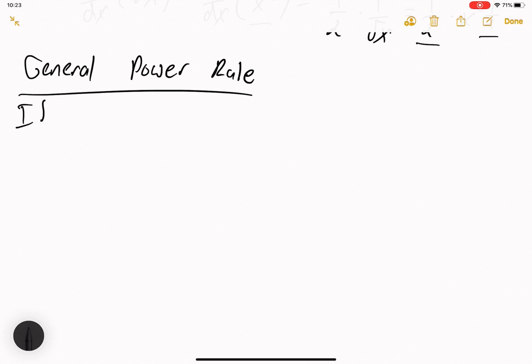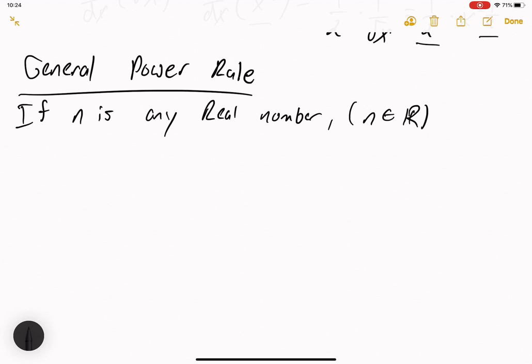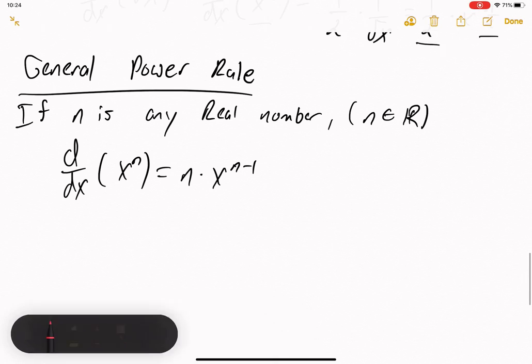So if n is any real number, or, to get you used to the notation, n is in R, then we have d/dx of x to the n is equal to n times x to the n minus 1. So it's the same thing as above. But this case actually allows us to be more general and talk about different sorts of cases. So let me just mark that in red.